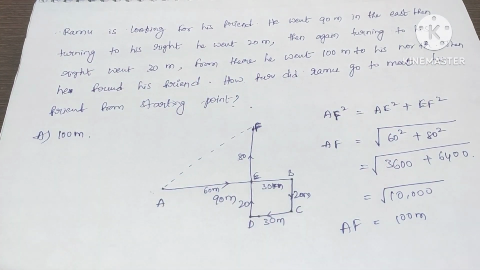Whenever we solve this type of question, we have to definitely go with the Pythagoras theorem. The formula for the Pythagoras theorem is this. First go through the previous lesson, then come to this lesson, and then only you will understand everything. I hope you understand these questions.